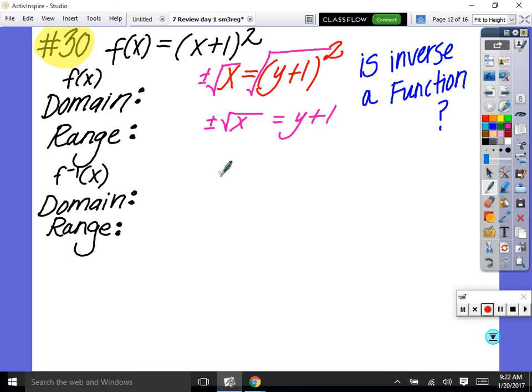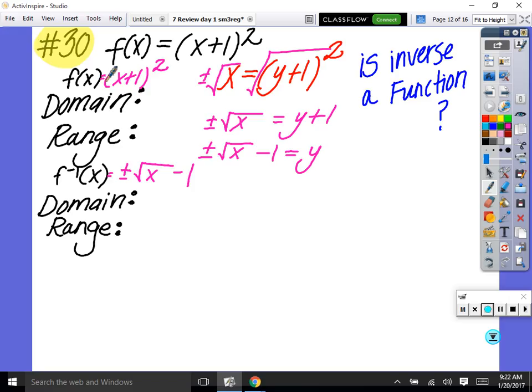So next step is subtract 1, right? Now, is that subtract 1 under the radical? No. So we got to write it correctly. So our original was this, x plus 1 squared. Our inverse was plus or minus the square root of x minus 1, right?